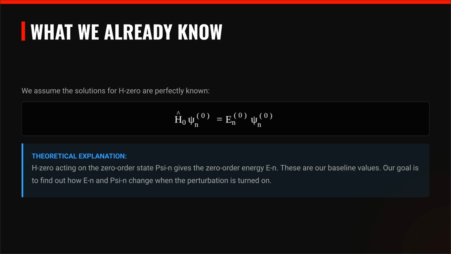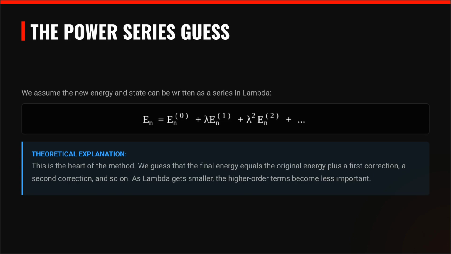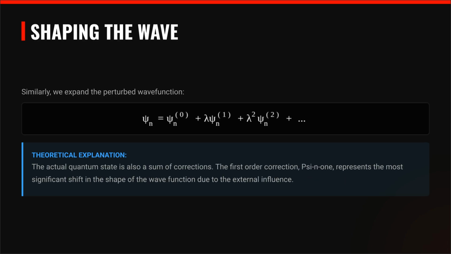The core of this method is the power series guess. We assume the new energy can be written as the original energy, plus a series of corrections. As lambda gets smaller, the higher order terms quickly become less significant. Similarly, we expand the perturbed wave function as a sum of the zero-order state and subsequent corrections. The first order correction, psi n1, shows the most significant shift in the wave function's shape.